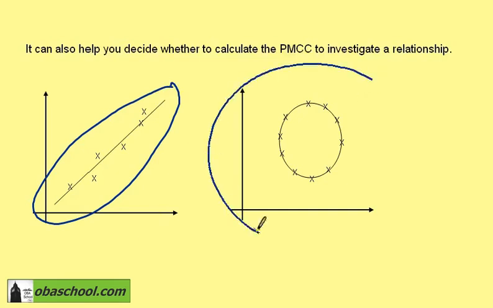With this data, however, we can see that there is a relationship, but this relationship is not linear. Therefore, the product moment correlation coefficient is not appropriate.